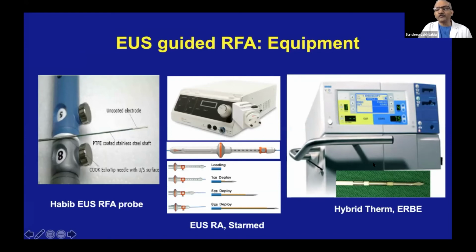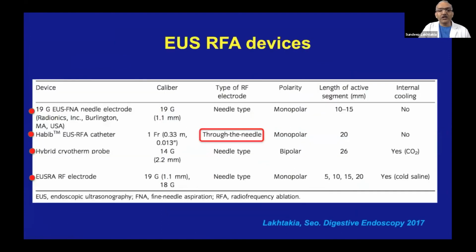And the third sophisticated device is the hybrid thumb probe from ERBE, which uses a conventional ERBE generator. This probe is a little thicker and passes through the sheath. It is about 11 French in caliber, and inside is even thicker. This is 3 centimeter long. That's the major problem with it, that the tumor has to be at least 3 centimeter in diameter to exactly encompass this device. So the through the needle device is the Habib RFA probe.